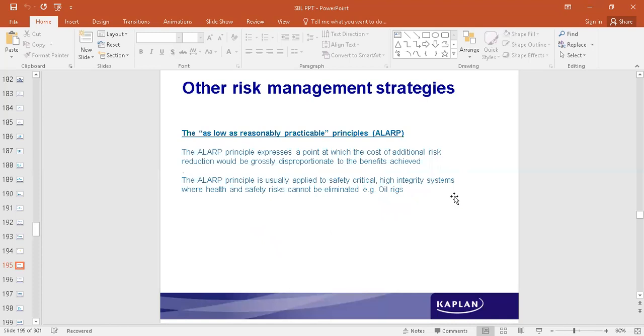The other risk management strategies are low as reasonably practicable, is ALARP. The ALARP talks about when risk management strategy is taken up, it also might have come to that saturation point wherein additional benefit out of the risk management cost that is incurred may not be possible. So, understand about what is the appropriate amount of cost that has to be incurred in order to get the benefits of risk management.